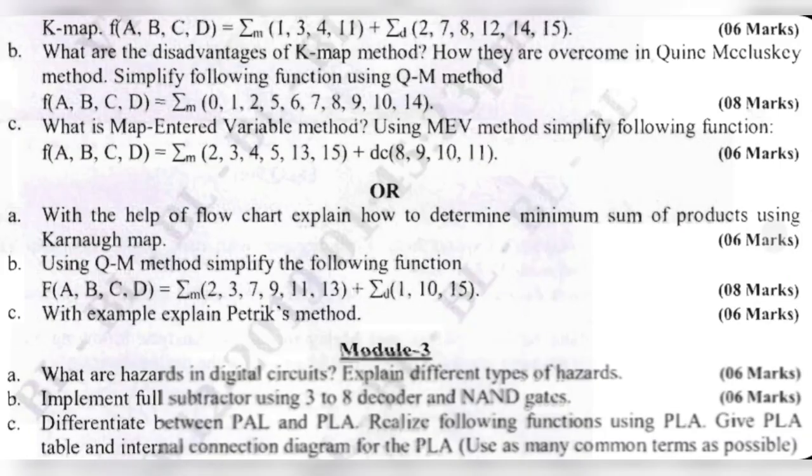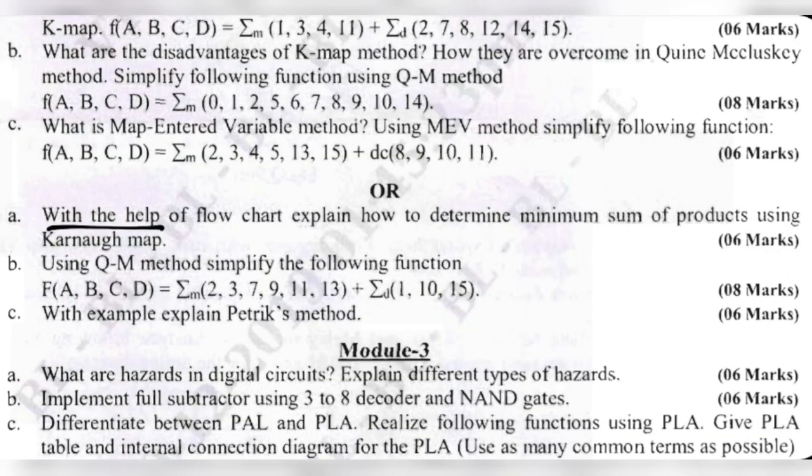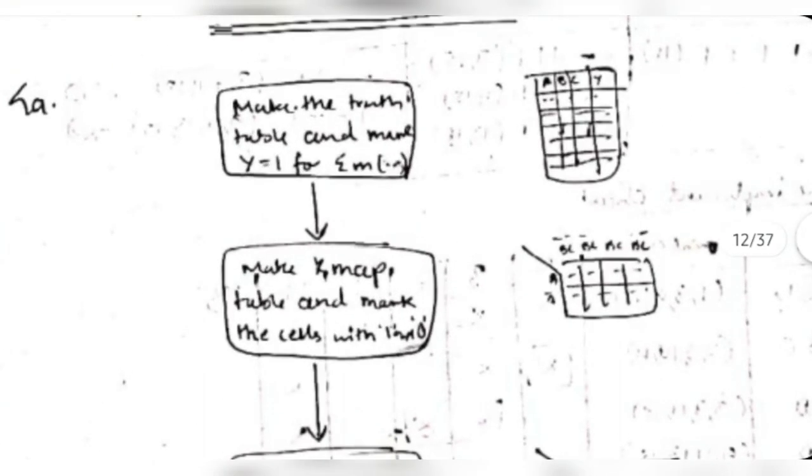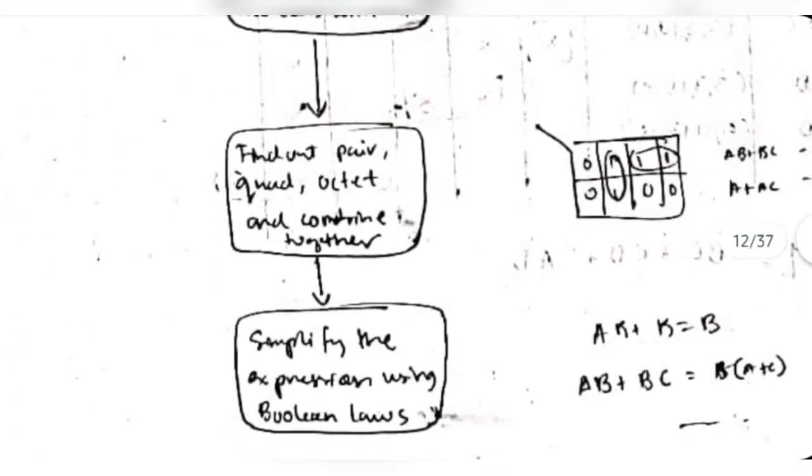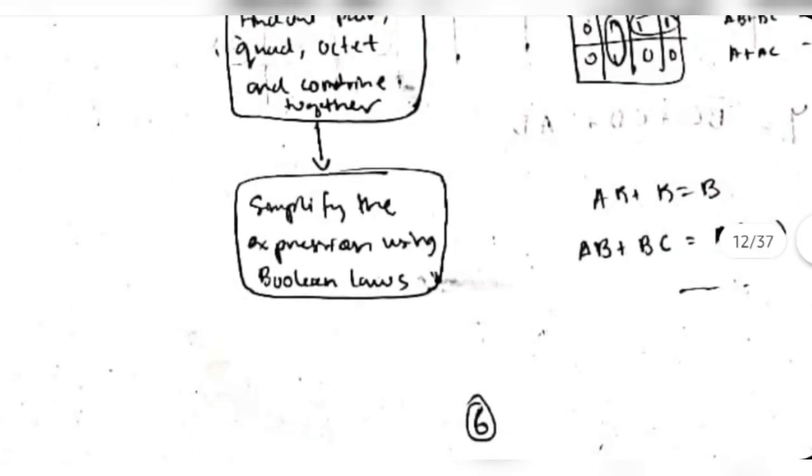Okay, in the next question we have to draw a flow chart to explain the procedure of determining the minimum sum of products using K-map. Determining the SOP using K-map is a simple 4-step process. In the first step you make the truth table and write the values, then you make the K-map and fill in the values according to the terms given, then make the pairs, quads or octets which you get, and then write the equation and simplify it using Boolean laws.